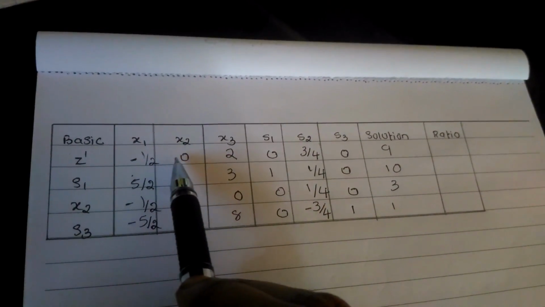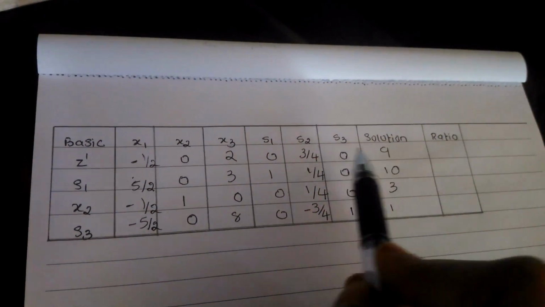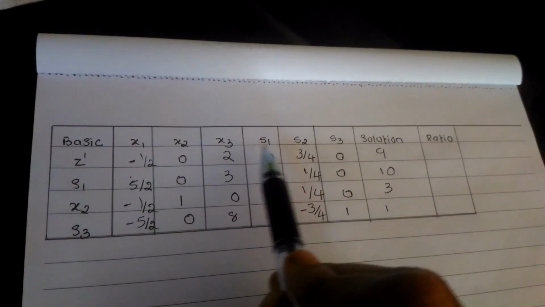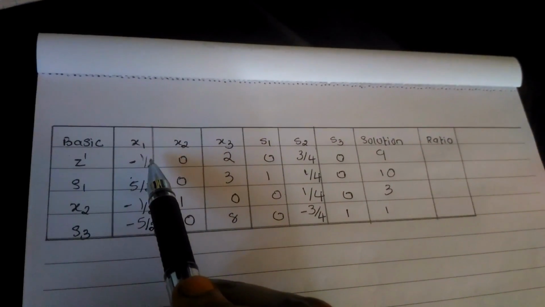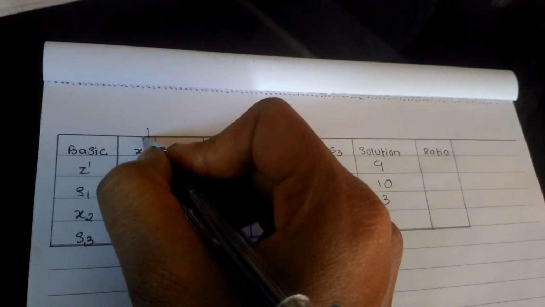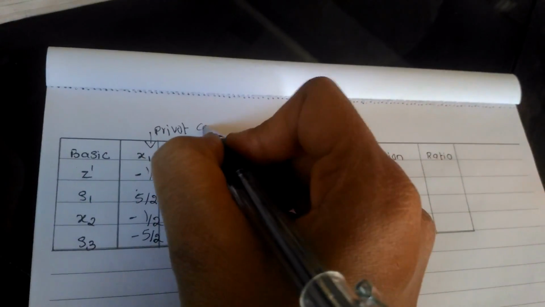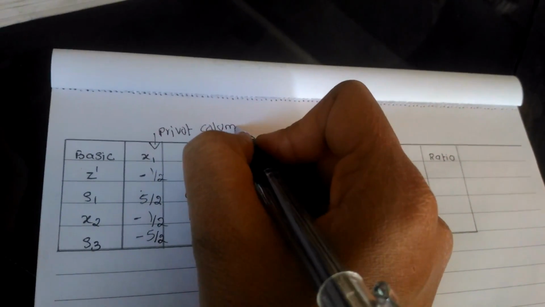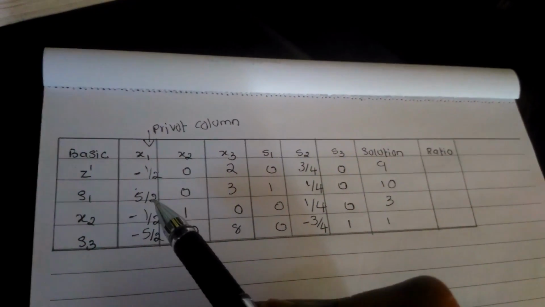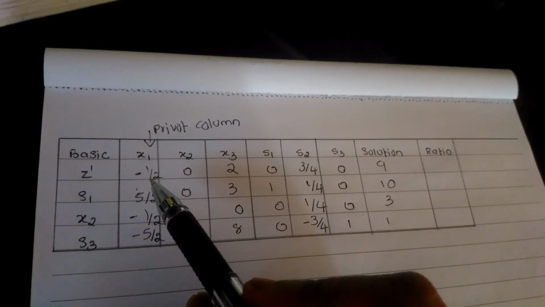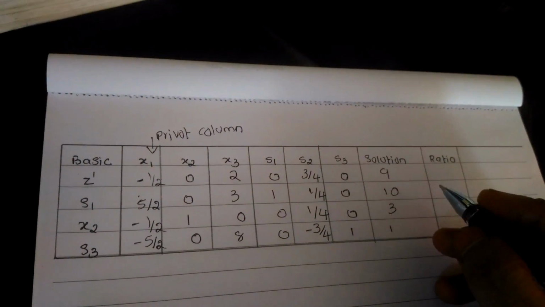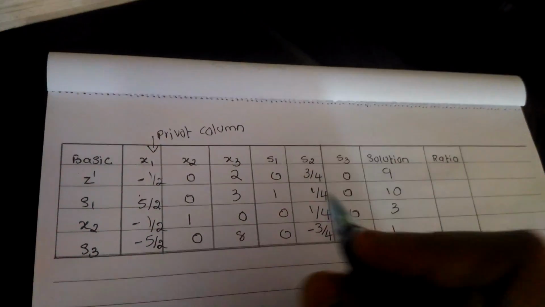Now consider the index row, which is nothing but the objective function row for this particular table. Consider the least value amongst this row. The least value amongst this row is minus 1 by 2. So for the second iteration, X1 will be the entering variable, and this is called the pivot column. With the help of this pivot column, identify the pivot row. Similarly, divide all the values of this pivot column into the solution part and find the ratio.